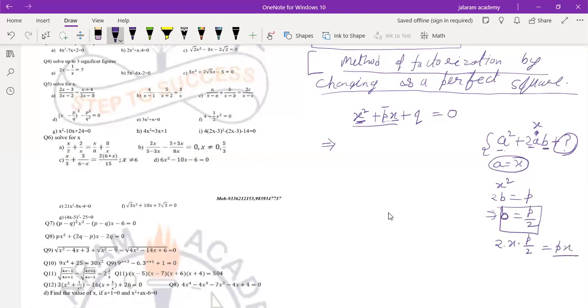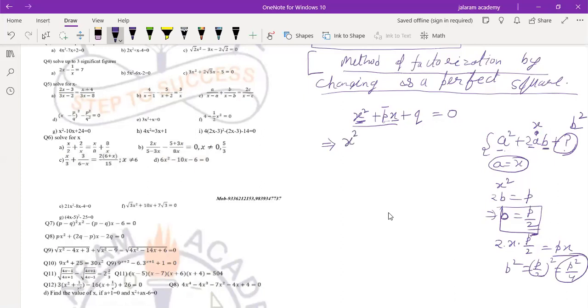So what should be the third term to make it a perfect square? Clearly third term must be what? a square plus 2ab plus b square, and value of b is p by 2. Means third term must be b square, that is (p by 2) whole square or p square by 4. Is that clear to you?